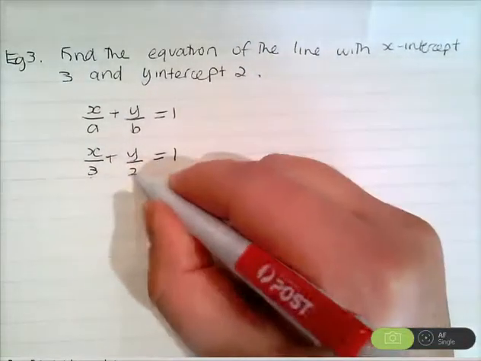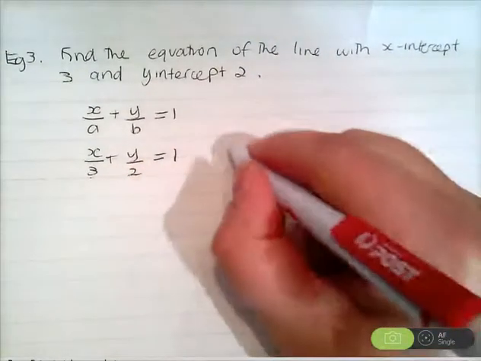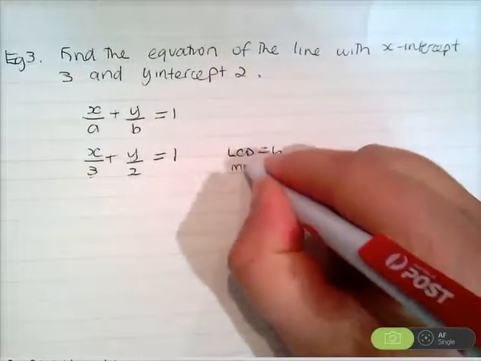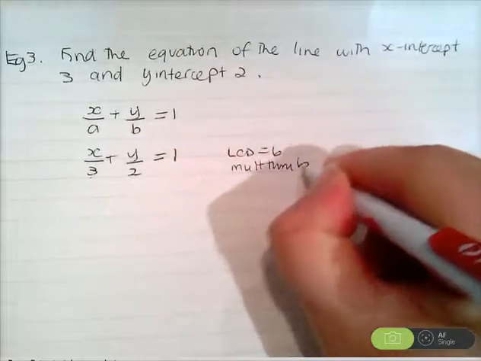So now we need to get rid of the denominator. Lowest common denominator here is 6. So we're going to multiply through by 6.